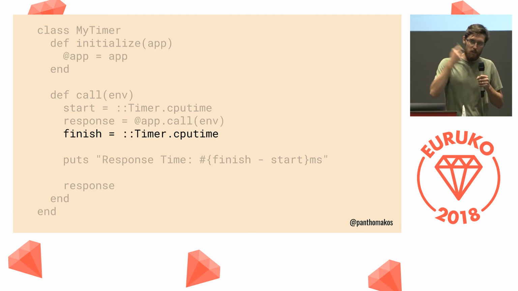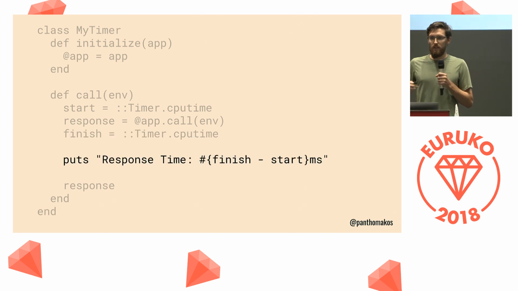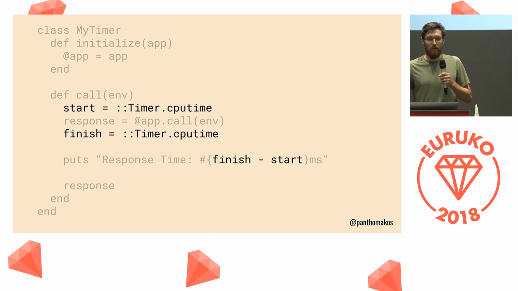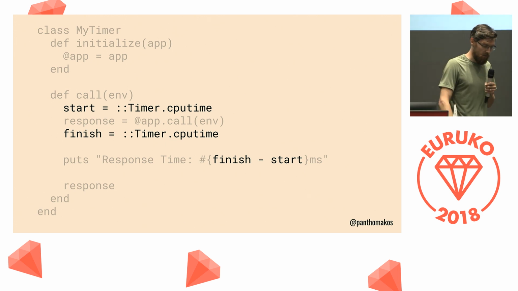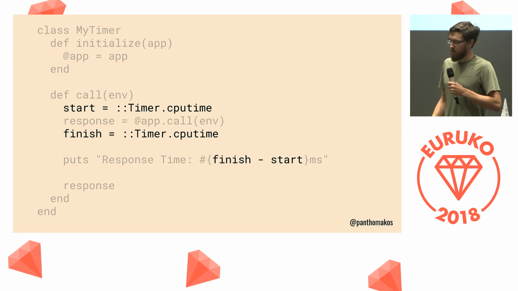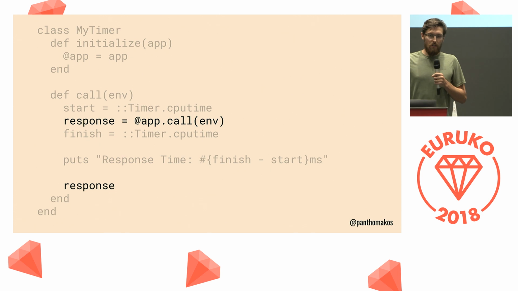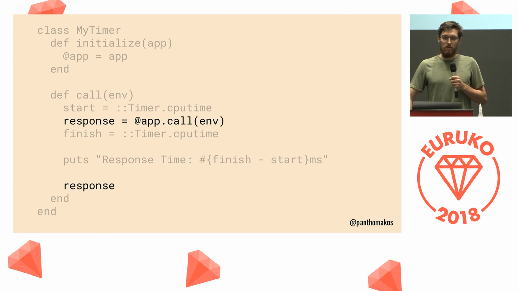I'm going to figure out what the CPU time is now, and then I'm going to display the difference between the start time and the finish time to standard out, so I know how long this request took. At the very end, I'm going to return that original response that I got back from the other piece of middleware, so I'm not modifying it in any way.